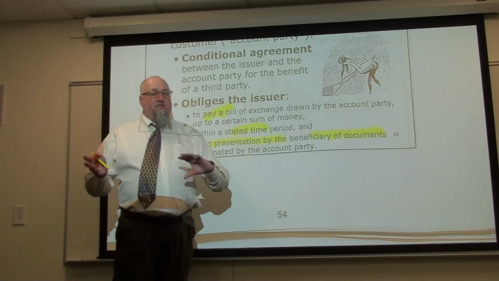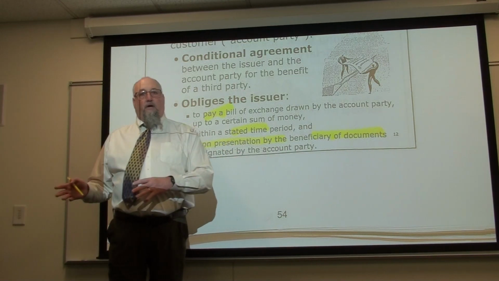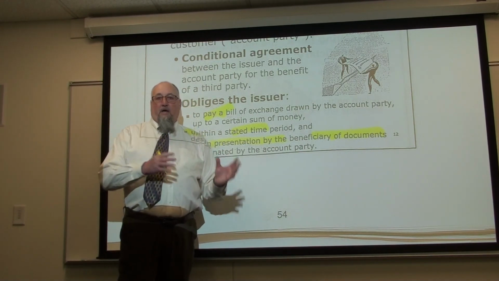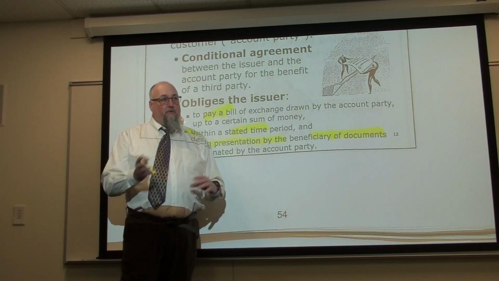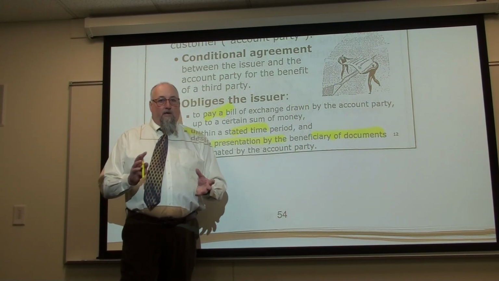So this also solves the problem of the chicken and the egg. The seller doesn't want to ship until the buyer has paid. The buyer doesn't want to pay until the seller has shipped the products. So the bank is acting as a bit of an intermediary here.